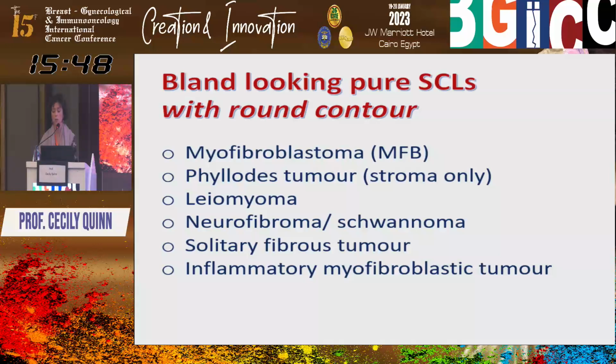Moving on then to the ones that have a round contour. Top of the list here is usually myofibroblastoma. Phyllodes tumor, yes, but usually they don't present just as stroma if they're benign, and if they're malignant, there's usually much more atypia. And there I've listed the other lesions there.